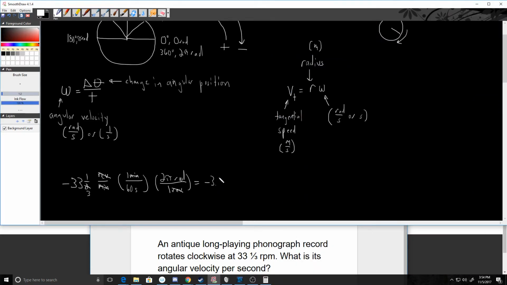Negative 3.49. And once again, I would say just go with radians per second, just kind of keep it easy. So an LP record, that's kind of their angular velocity. And once again, it's negative because they move in the clockwise motion.